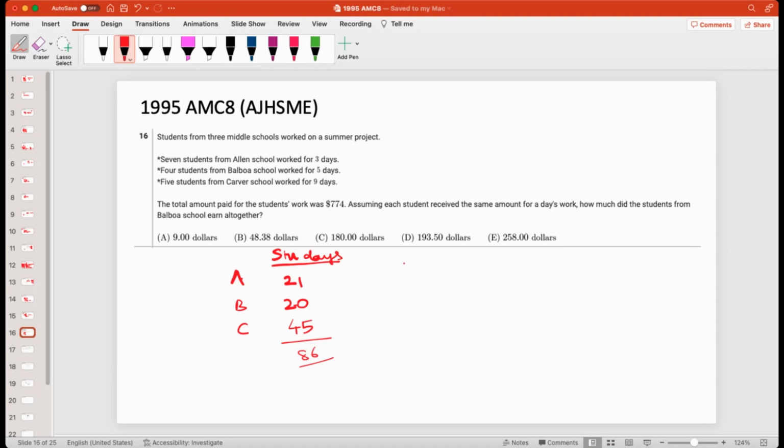Total student days. So for 86 student days, I'm getting paid 774. How much did the Balboa school work? So Balboa worked for 20, right? So I'm saying 86 days if I work, I'm paid 774. So if I work for 20, how much? So it's 774 into 20 by 86. Is that right? Yeah. So if you calculate this, you're going to get 180 as your answer. Which is answer option C, $180.